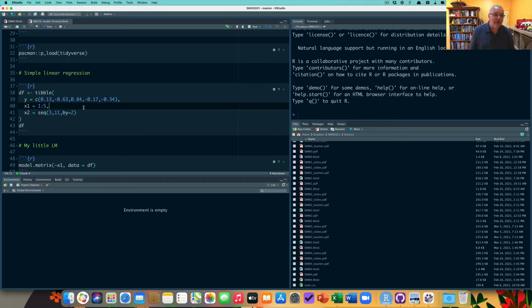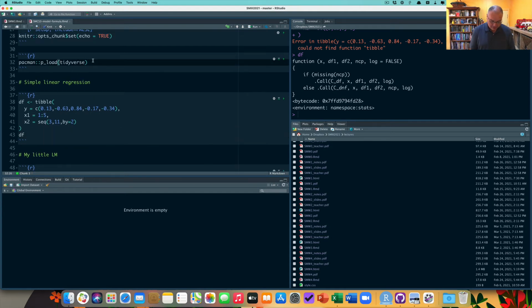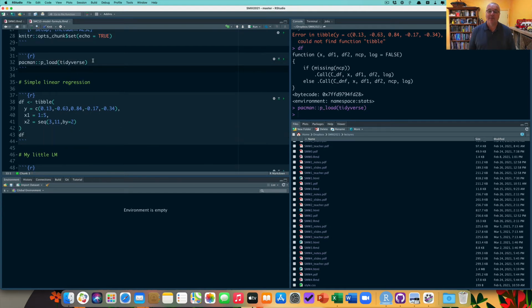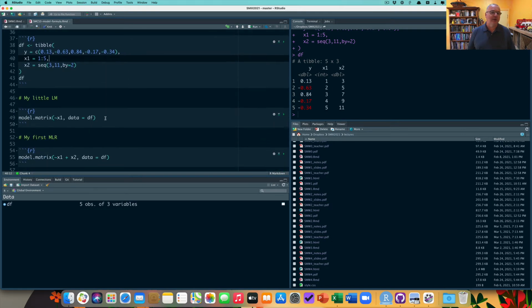Don't believe me, we run it, and oh, that didn't work. Let's try again. Oh, could not find function. Forgot to load it. Sorry, let's load it. Nice. Now let's run it. Much better. So there we go. Here's our little tiny data frame. It's got 5 rows. It's got 3 columns. Here's our response variable. We've got x1, which is our first predictor, and x2, our second predictor.